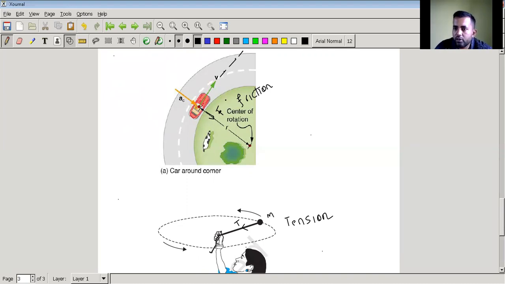Now, your takeaway should be this: in uniform circular motion, you need a force towards the center, and that force is called centripetal force, and that force is not a new kind of force. It must originate from tension, electrostatic force, or whatever name you know.